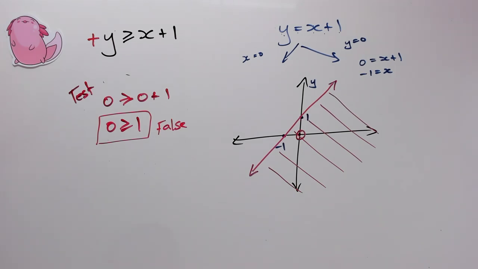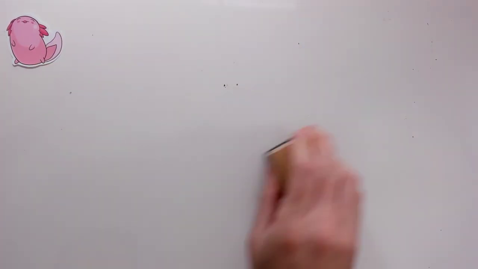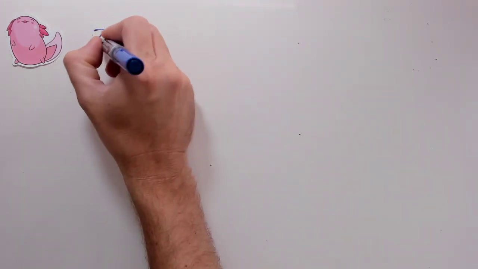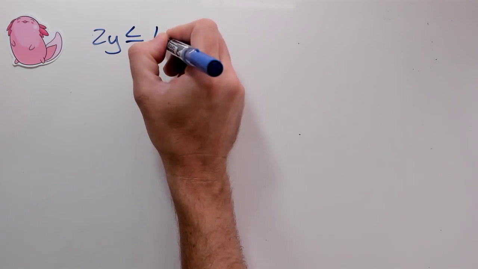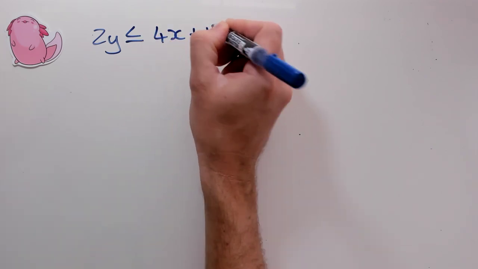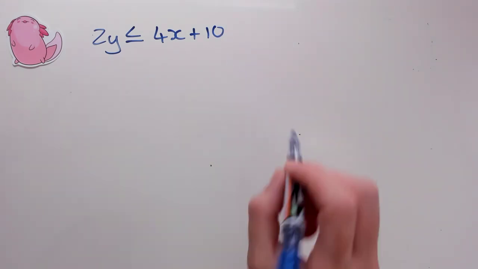Okay, let's do one more. 2y is smaller or equal to, let's say, 4x plus 10. Okay, well, we can do 10, that's fine.